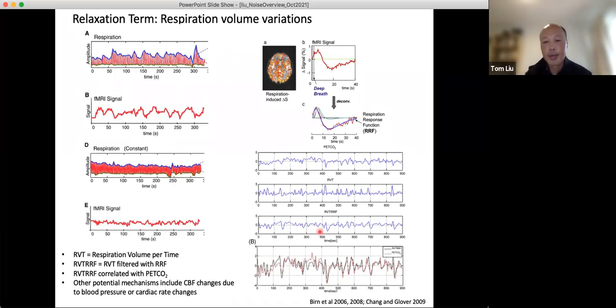It also gets much better agreement with what the CO2 signal looks like. For example, I think this is a figure from Chang and Glover. Here you show in black what you get if you take your respiration signal and filter it, and if you measure CO2, you get this red signal here. What it says is that you now have a very easily accessible measurement from which you can estimate what the CO2 levels are and then use that as a regressor.